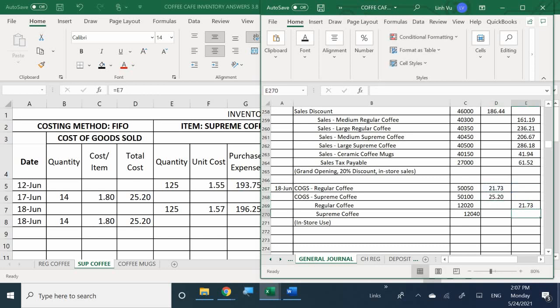And then you'll use those same amounts in the credit for regular and supreme coffee.